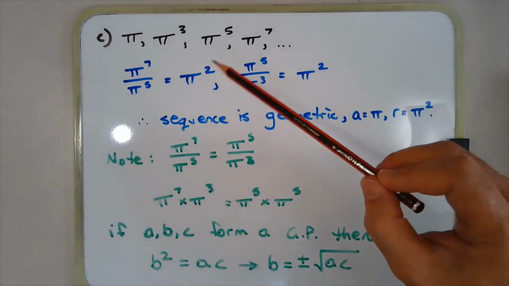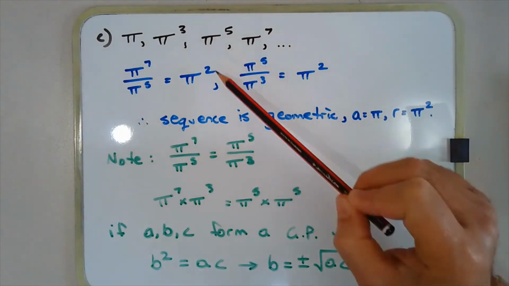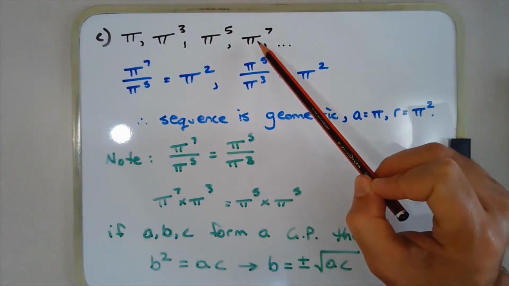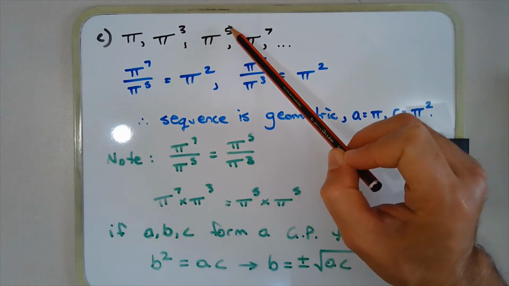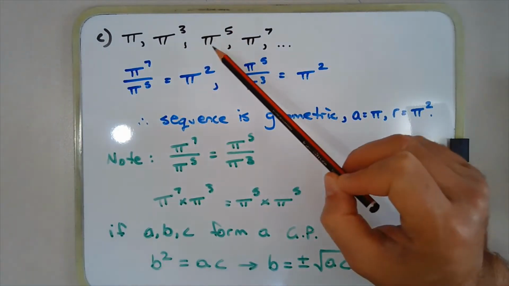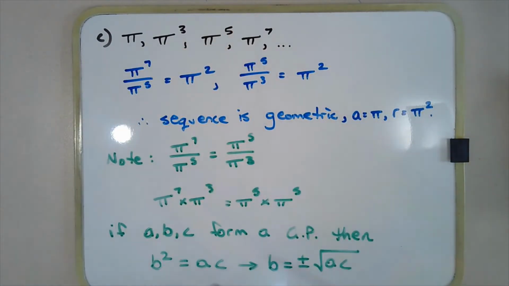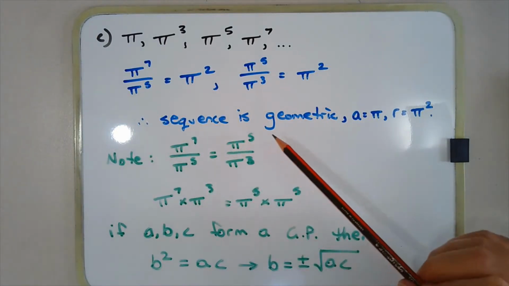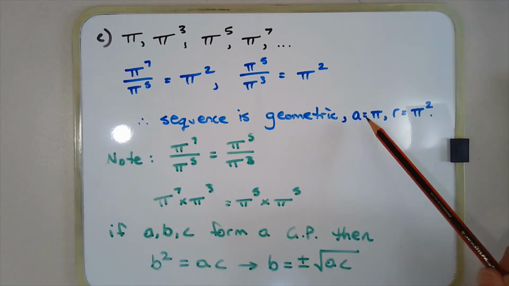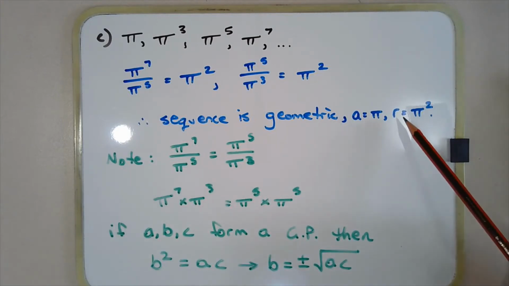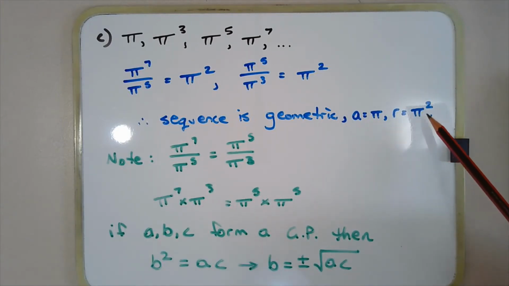Again, I'm going to choose pi cubed, pi to the power of 5, pi to the power of 7. Pi to the power of 7 divided by pi to the power of 5 is pi squared. And pi to the power of 5 divided by pi cubed is, again, pi squared, so there's our common ratio. Therefore the sequence is geometric with the first term A equals pi and the common ratio R equals pi squared.